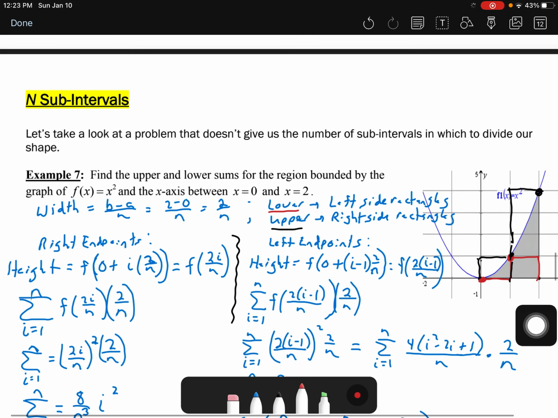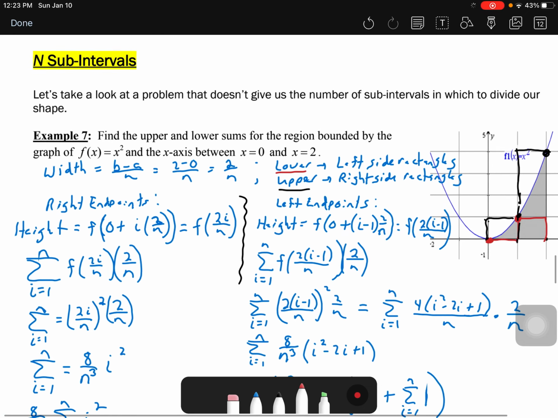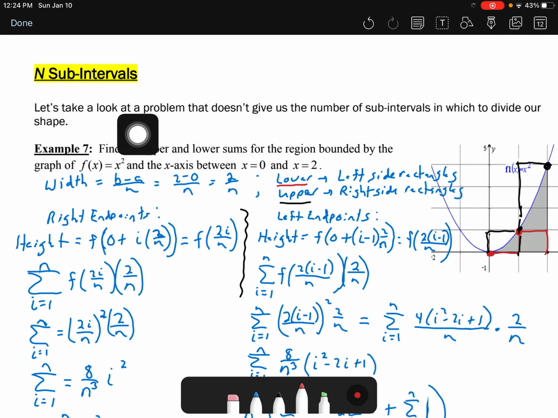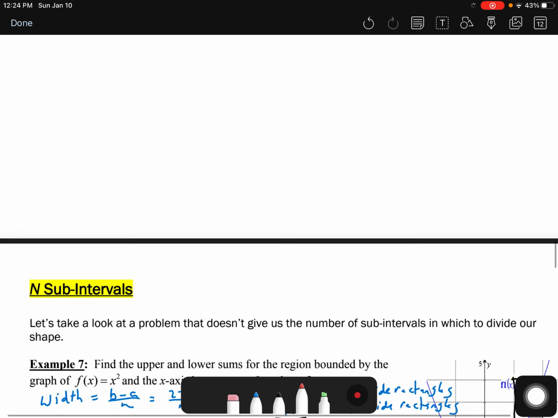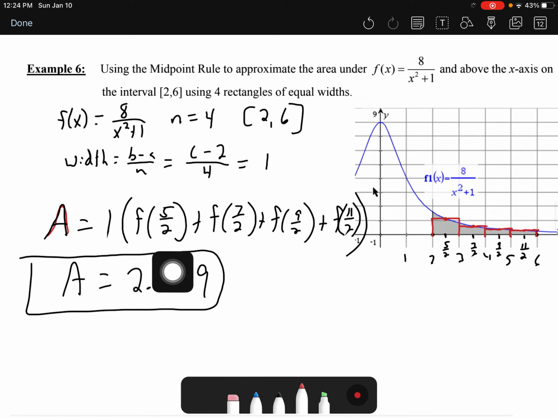Okay, I've actually worked this out to save time, because this one is a fairly complicated problem, but I want to explain it thoroughly, and we'll take a look at each piece of work here step by step. It says, let's take a look at a problem that doesn't give us the number of subintervals. In other words, that means n, n subintervals. We just leave n in there instead of knowing, like in this last example, that n was 4.